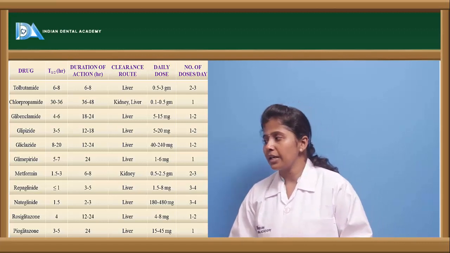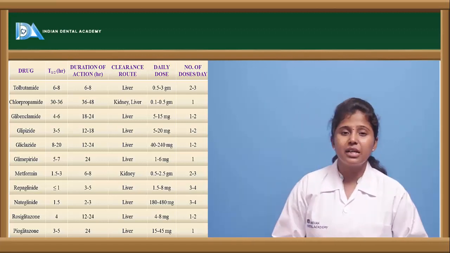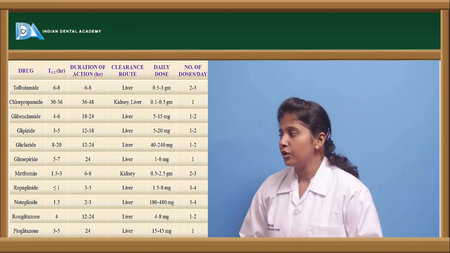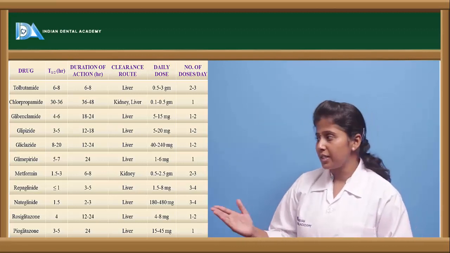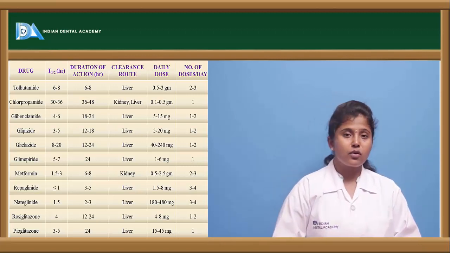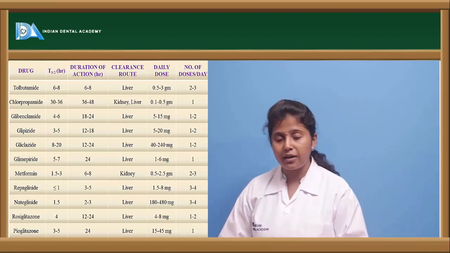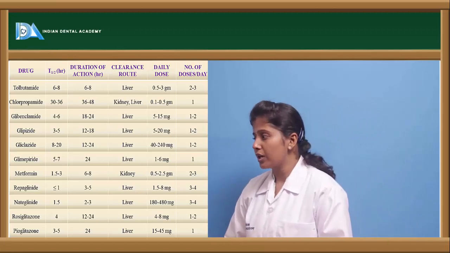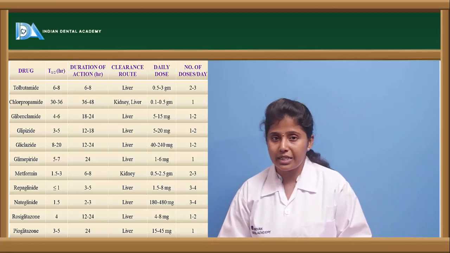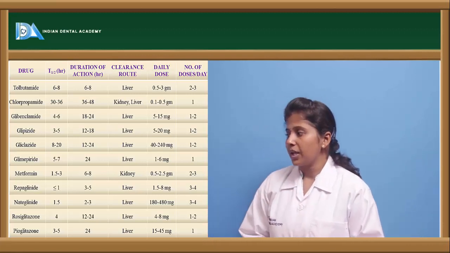And repaglinide has a half-life of less than 1 hour, and the duration of action is about 3 to 5 hours, and it is also eliminated through the liver. Because of the lower half-life, it is given in 3 to 4 doses every day, and each dose contains 180 to 480 mg of the drug.